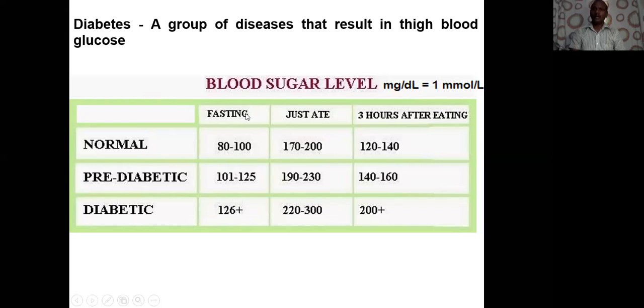As you know, after eating, or 3 hours after eating, there is a shoot up of glucose levels, but generally we consider the fasting levels. The fasting glucose level of a normal person will be 80 to 100. Pre-diabetic, that is the onset of diabetes, is 101 to 125 mg per deciliter. Diabetic you can classify if the blood glucose level is 126, above 125.